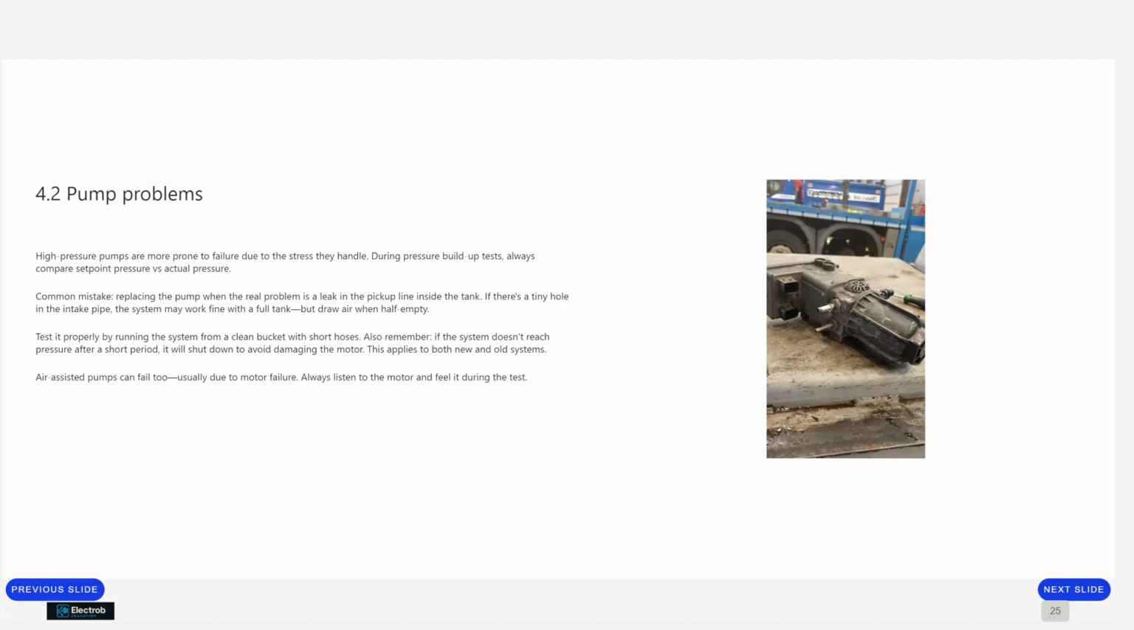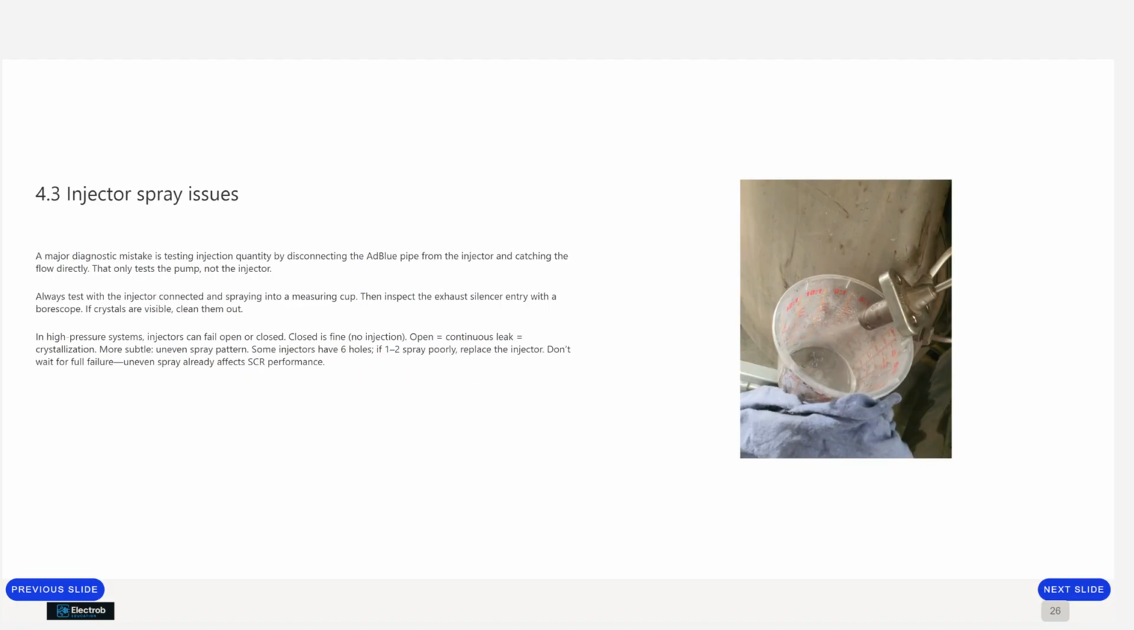Also remember, if the system doesn't reach pressure after a short period, it will shut down to avoid damaging the motor. This applies to both new and old systems. Air-assisted pumps can fail too, usually due to motor failure. Always listen to the motor and feel it during the test. A major diagnostic mistake is testing injection quantity by disconnecting the AdBlue pipe from the injector and catching the flow directly.